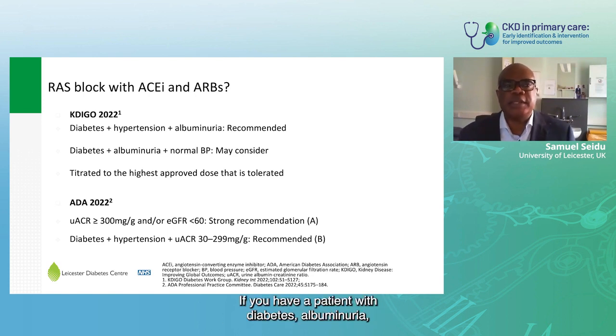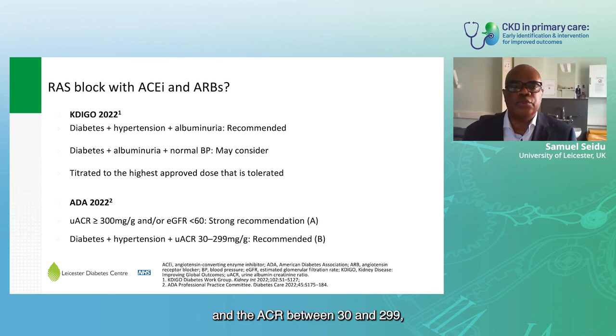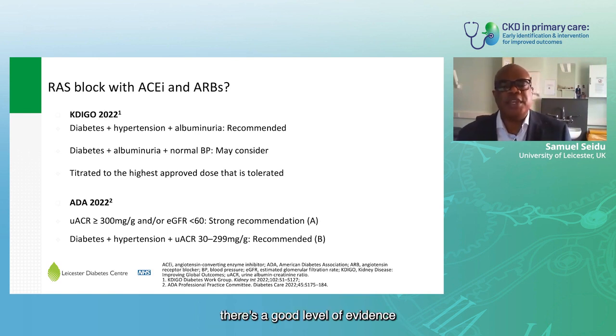If you have a patient with diabetes and albuminuria, but the blood pressure is normal, you may still consider your ACE inhibitor just because of the proteinuria and titrate these patients to the maximum tolerated dose. And there is strong evidence of doing your ACE inhibitors if the proteinuria is more than 300 milligrams per gram or the eGFR is less than 60. But in those with diabetes and hypertension and the ACR between 30 to 299, that's level B evidence.